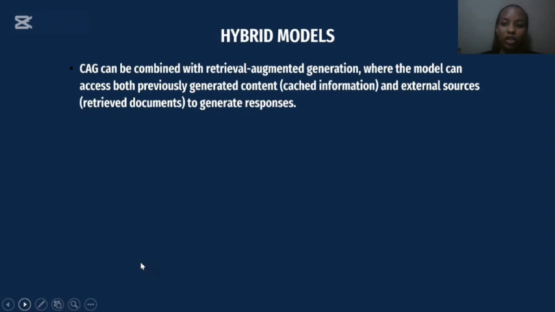Cache-Augmented Generation, basically, stores and reuses previously generated content, reducing response time and eliminating the need for real-time retrieval. RAG, on the other hand, fetches relevant information from external knowledge sources in real time, enriching the model's responses with up-to-date facts. A hybrid model combines both of these, allowing AI to access both stored knowledge, that's cached content, and external sources, which are the retrieved documents, when generating responses.